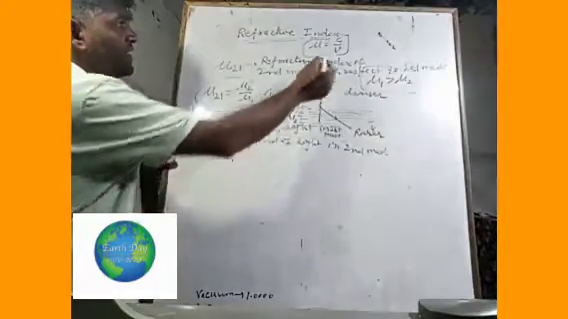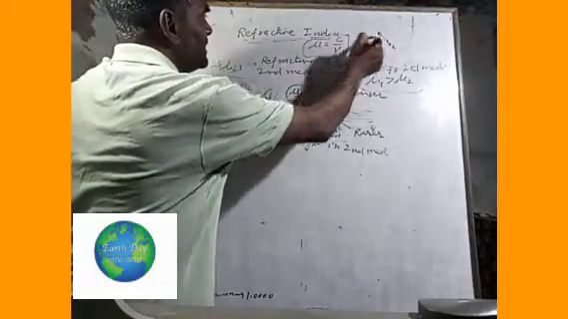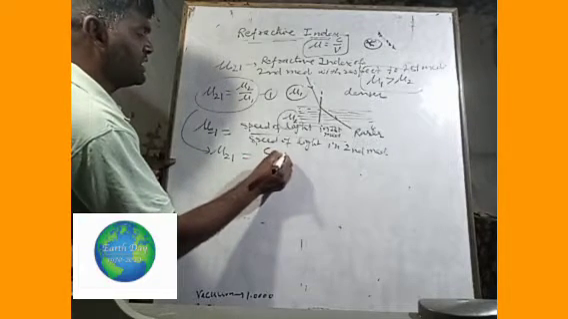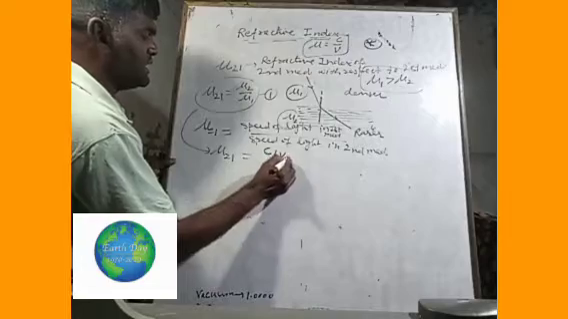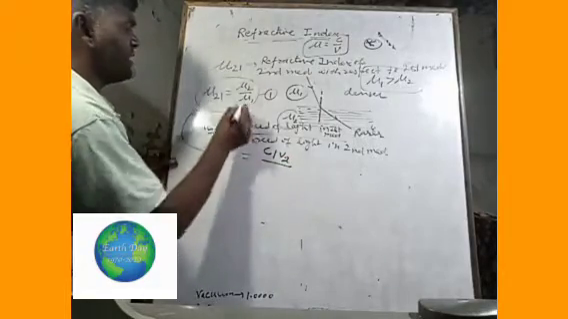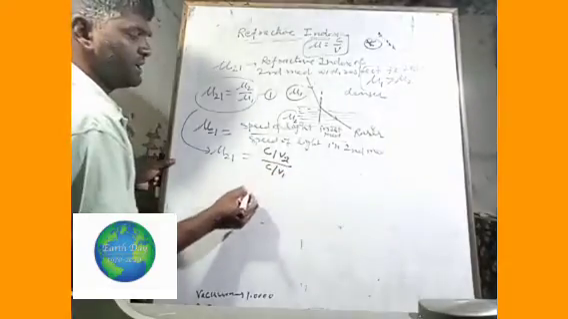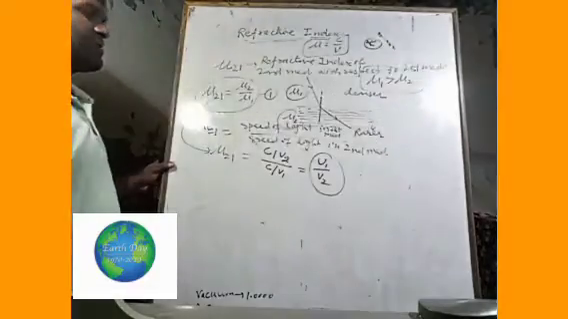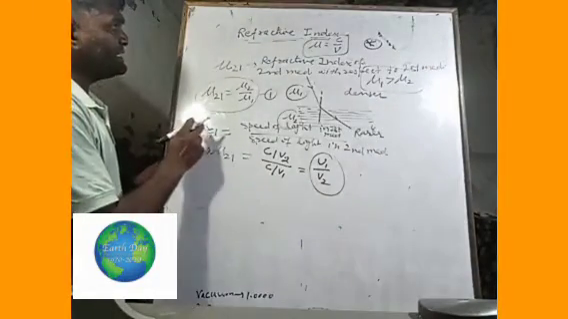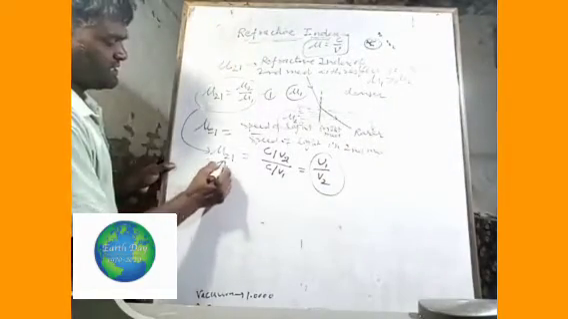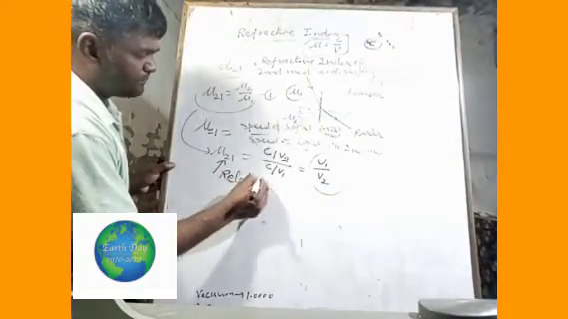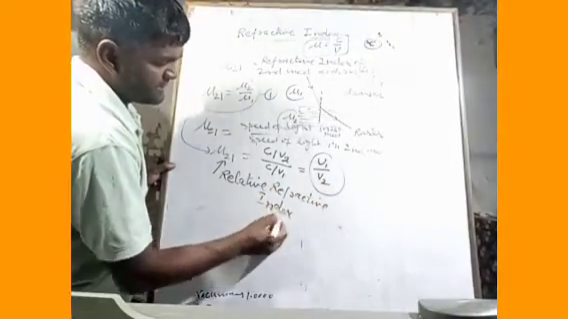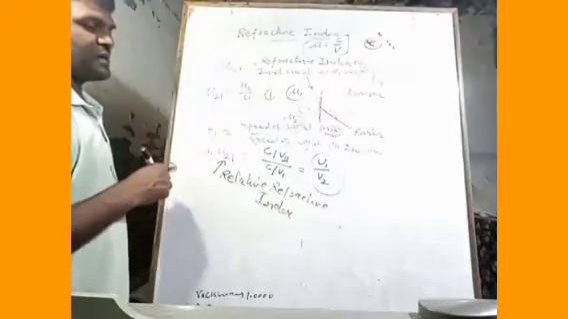What can it be written as according to this star formula? How should it be written? It should be written as C by V2 divided by C by V1. Hence it comes to be V1 by V2. So this is the required formula, and this is known as relative refractive index. Relative refractive index means refractive index of the second medium with respect to the first.